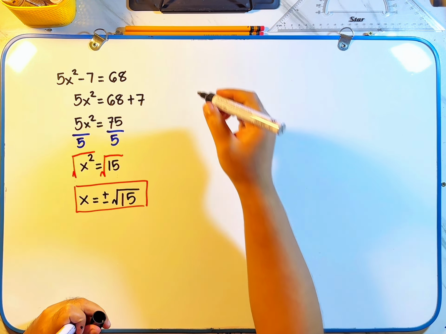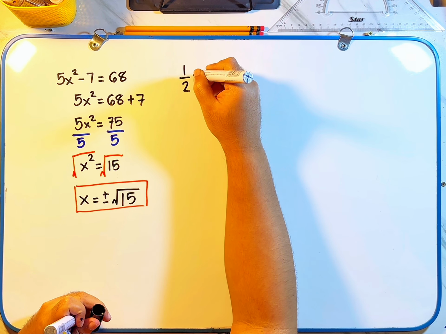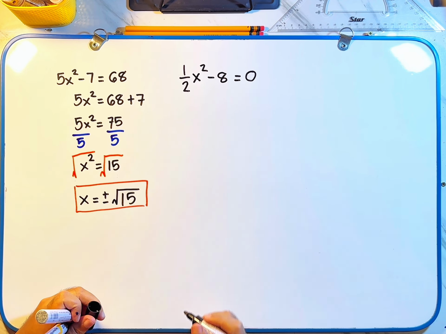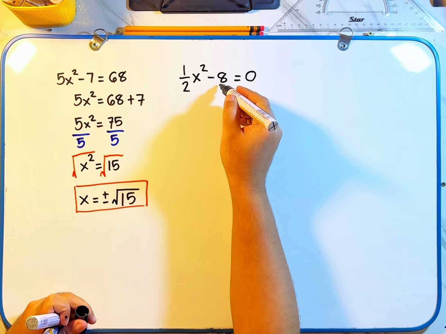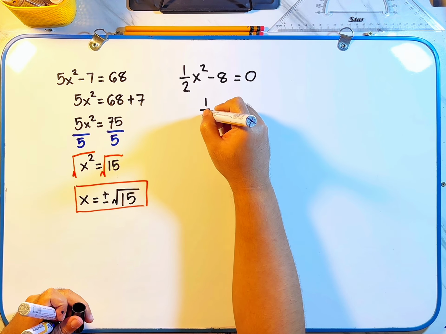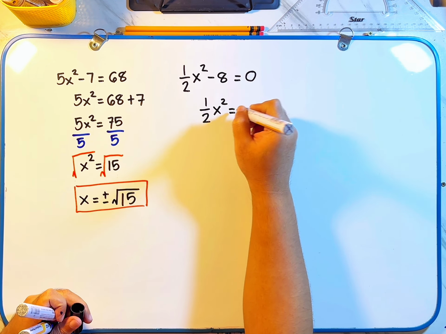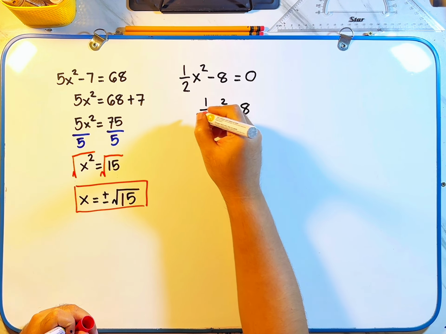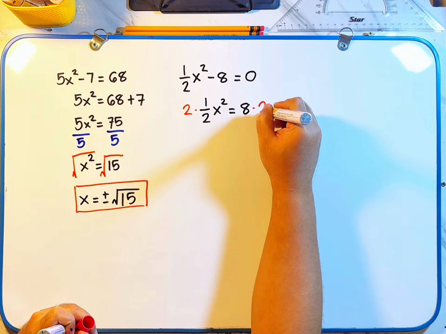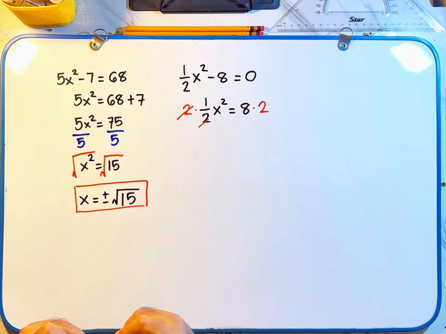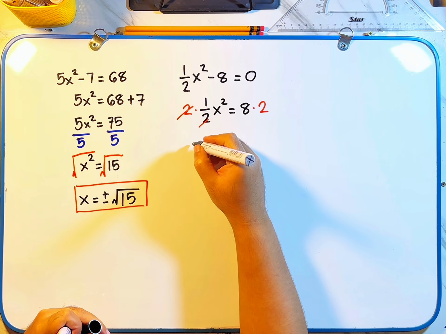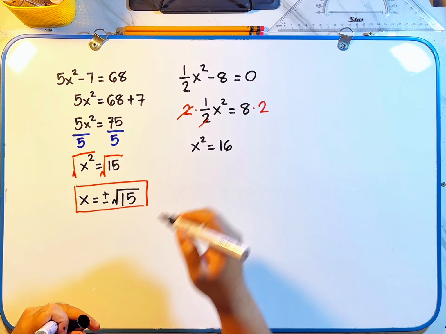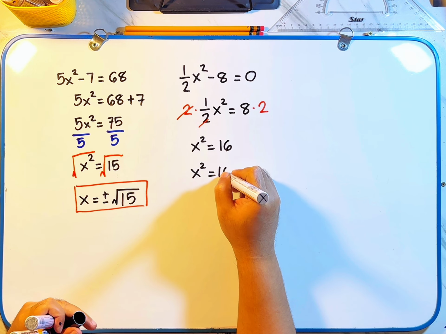How about this? Let us solve 1/2 x squared minus 8 equals 0. All right. First, transpose negative 8 to the other side. Therefore, we have 1/2 x squared equals positive 8. And let's get rid of this 2 by multiplying both sides by 2. If you multiply both sides by 2, obviously this cancels. On the left side, we're left with x squared equals 8 times 2, which is 16.